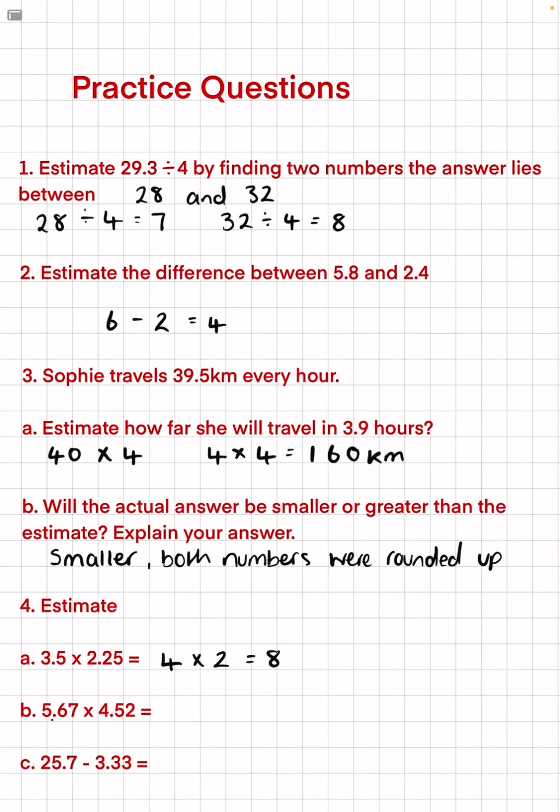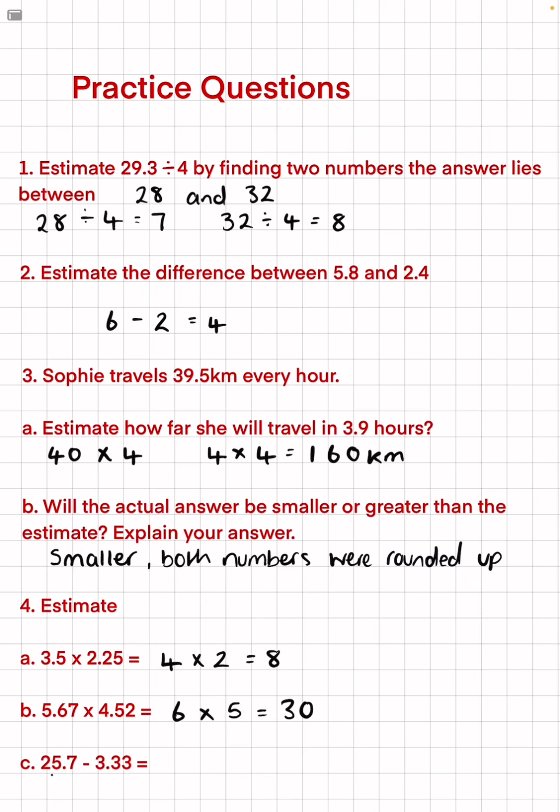This calculation, 5.67 multiplied by 4.52. Again, if we round these numbers to whole numbers, the digit after the decimal point is greater than 5, so we're going to round up to 6. And the digit after the decimal point is 5, so we're going to round this number up as well to 5. 6 times 5 is 30.